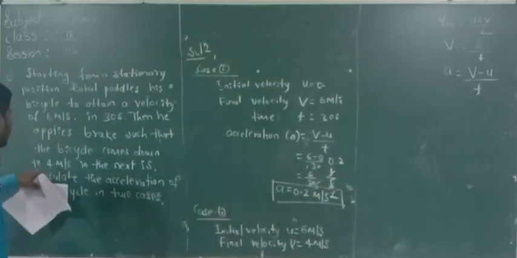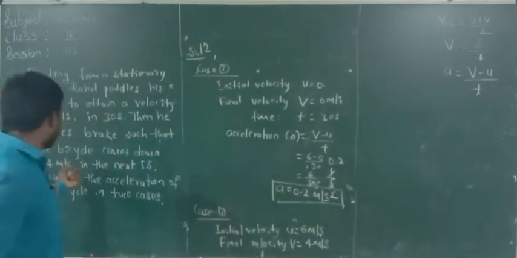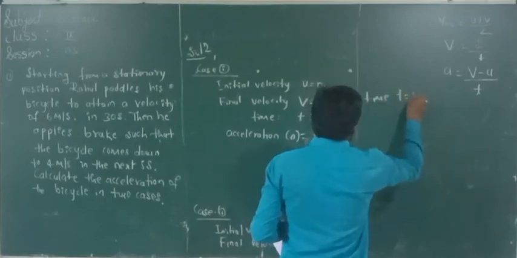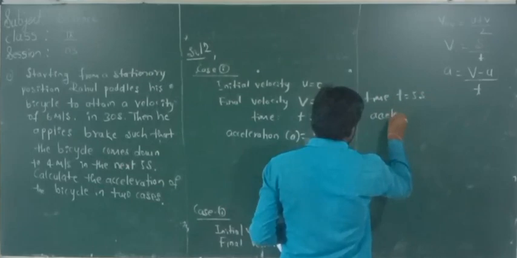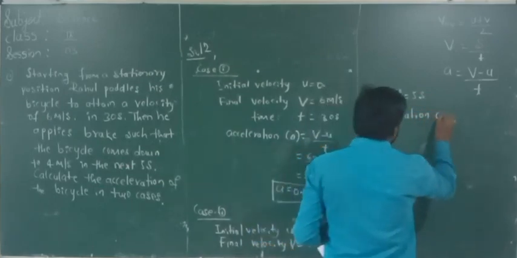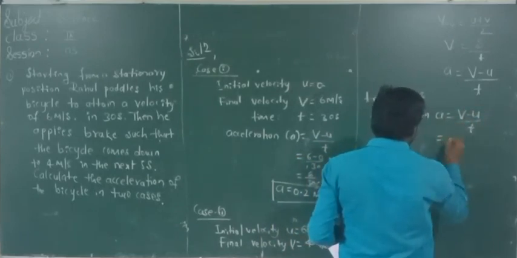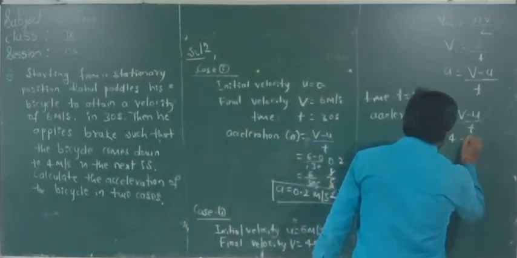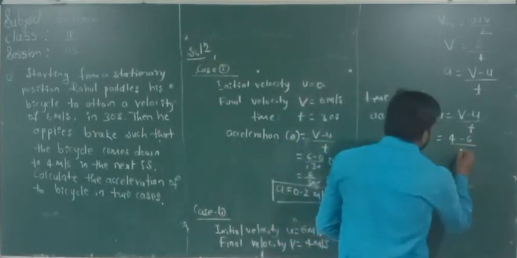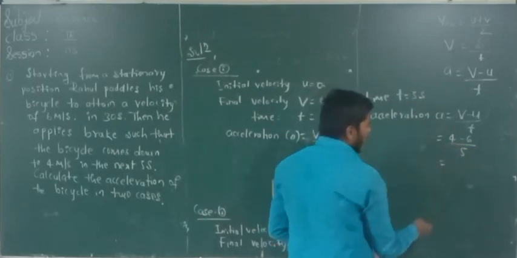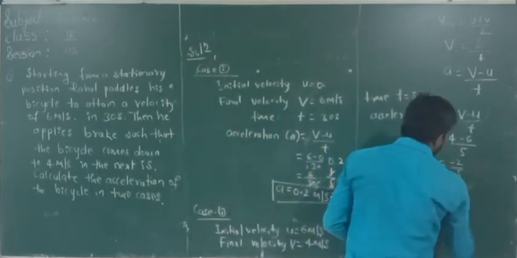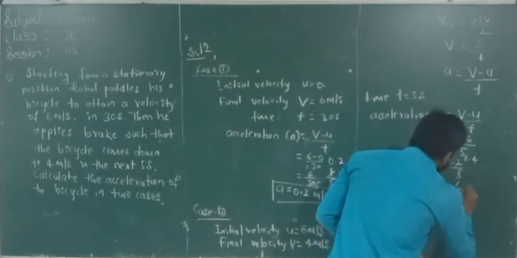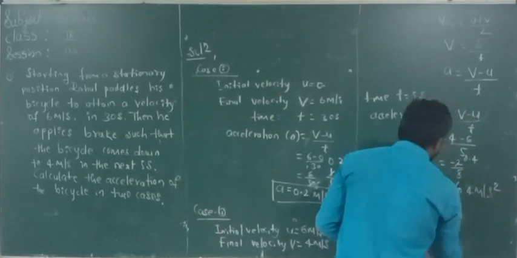The time it takes is 5 seconds, isn't it? Yes, 5 seconds. Time t is equal to 5 seconds. Then the acceleration in the second case of the bicycle, a is equal to again v minus u divided by t. Here v is 4 meter per second minus the initial velocity 6 meter per second divided by time t, 5 seconds, that is equal to 4 minus 6 is minus 2 divided by 5, that is equal to minus 0.4 meter per second square.